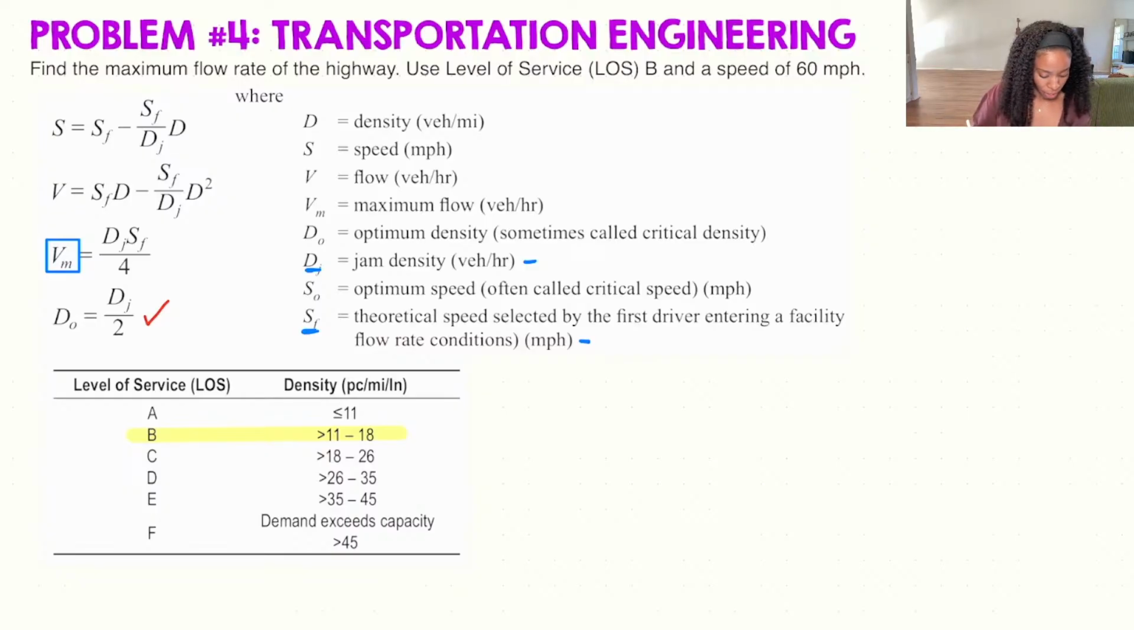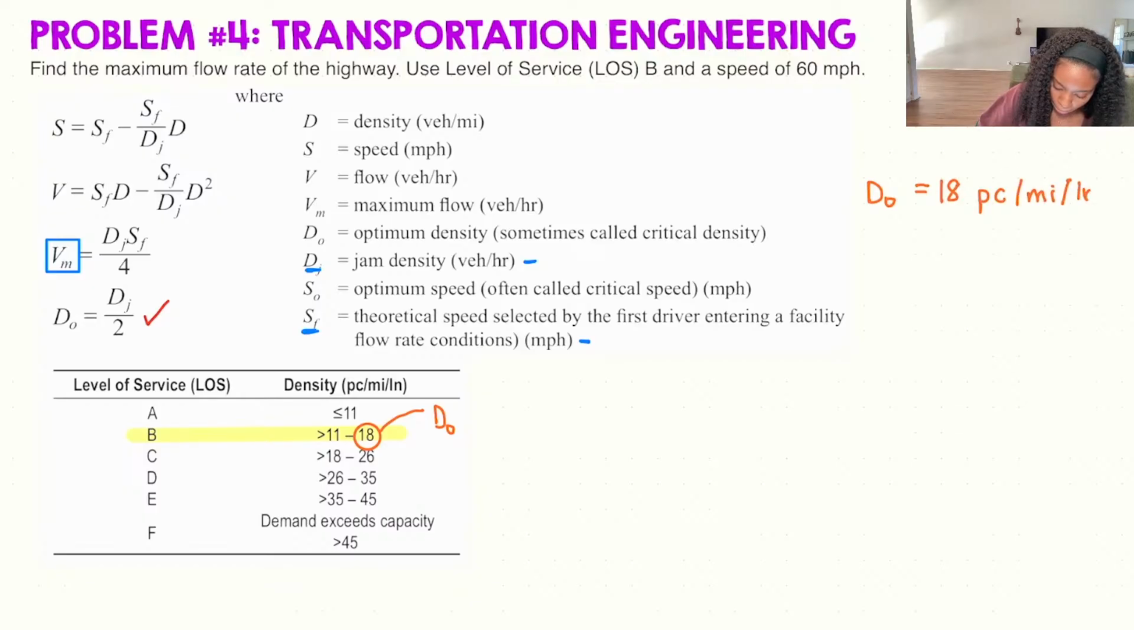All right, so we're going to use 18 for DO. Let me make sure I'm not overlapping my face. Yes. So DO equals 18 cars per mile per lane.